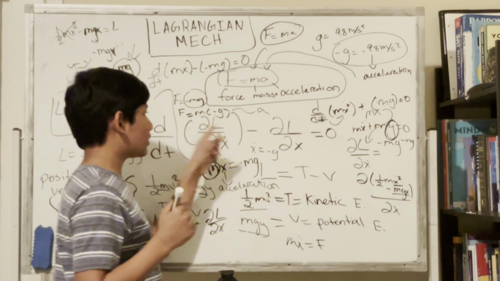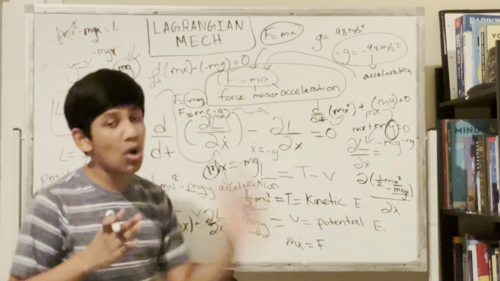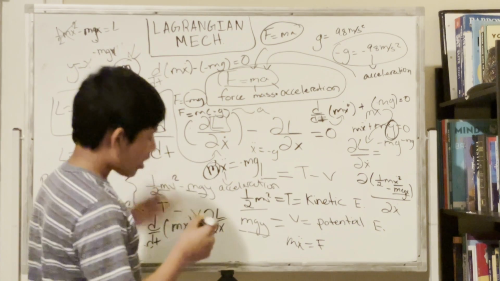So this equation, which uses the Lagrangian specifically, we can use this to state that Newtonian mechanics and Lagrangian mechanics are technically the same thing.